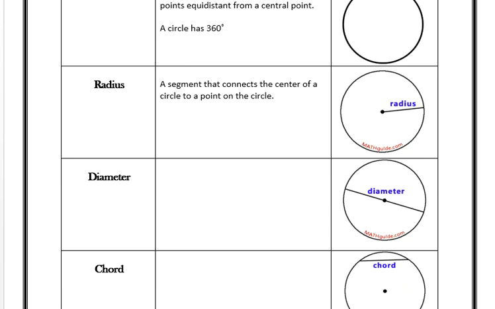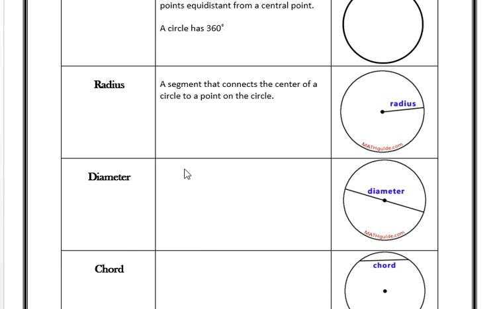Continuing on, we'll look at a diameter. In this figure, you can see the diameter is a segment that goes from a point on the circle through the center to a point on the opposite side. So essentially it's two radii connected together, going in opposite directions. That's what creates a diameter, and it cuts the circle in half.